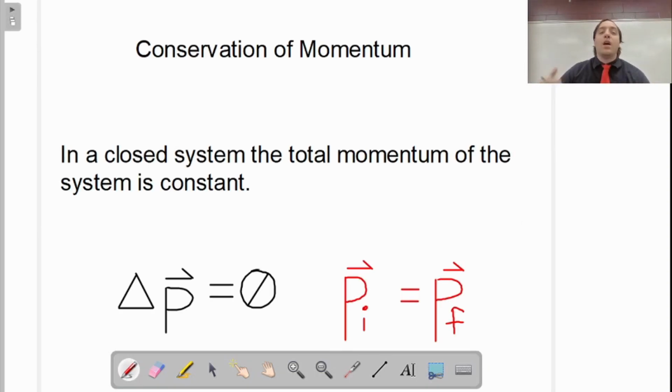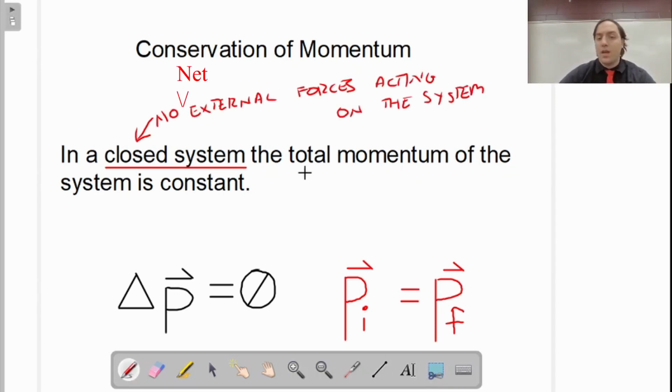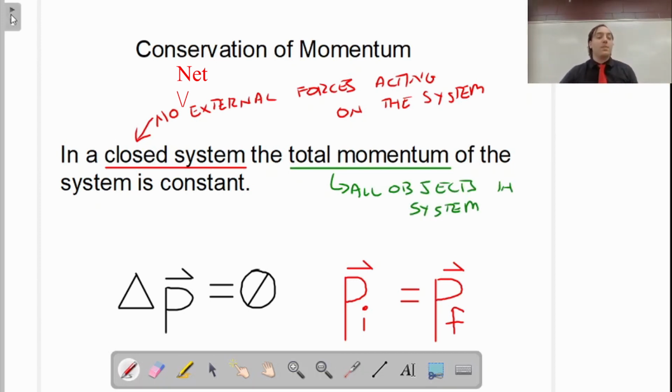We refer to this as the conservation of momentum. In a closed system, the total momentum of the system is constant. Key phrases here: closed system, which tells me that there are no external forces acting on the system. Total momentum tells me the momentum of all objects in the system. And constant tells me that my delta P, my change in momentum of that system, should be 0. Delta P equals 0 or P initial equals P final, both are valid ways to say that.